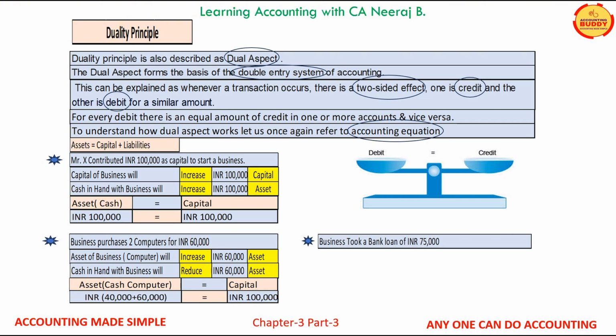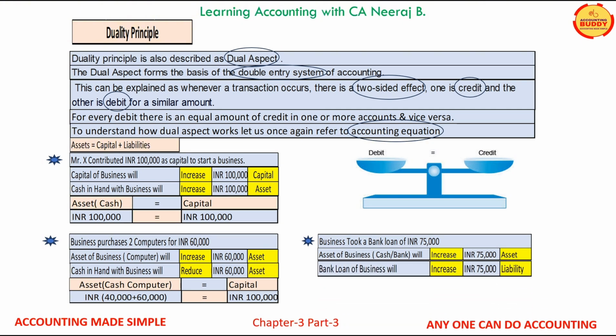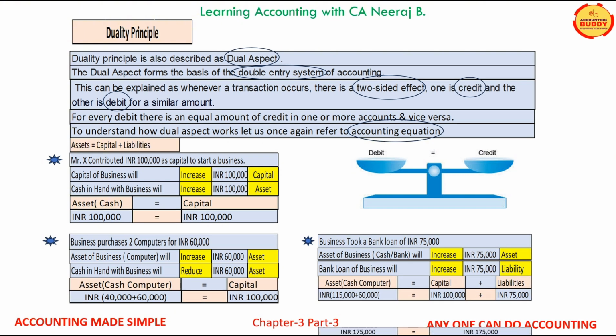Now in example number 3, the business took a bank loan of INR 75,000. As a result of this transaction, cash or the bank balance of the business will increase and at the same time the liability of the business will also increase by the same amount of INR 75,000. Post this transaction, the accounting equation will look like the way it is displayed on your screens. On the left hand side, we have assets worth 115,000 in cash plus 60,000 worth of computers. And on the right hand side, we have capital of 100,000 and a bank loan liability of 75,000. Total assets of INR 175,000 is equal to capital and liability for the same amount.